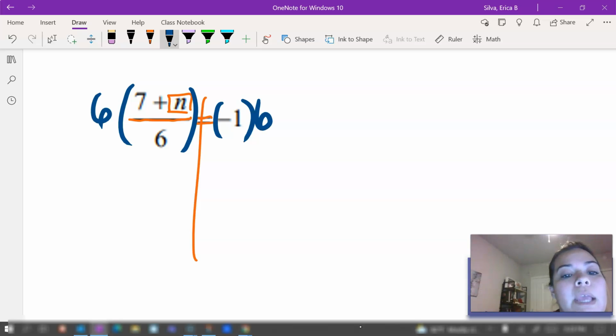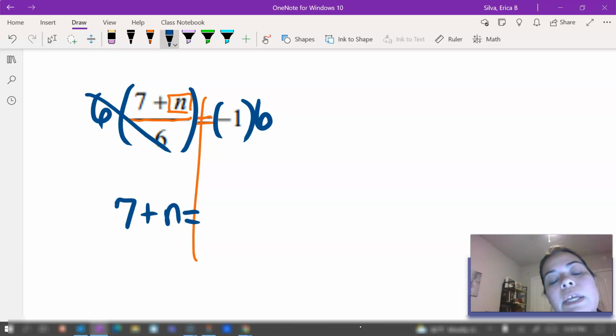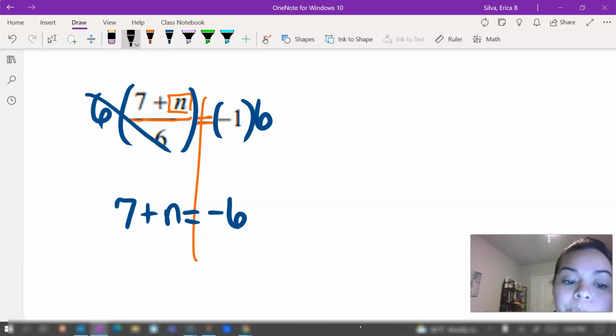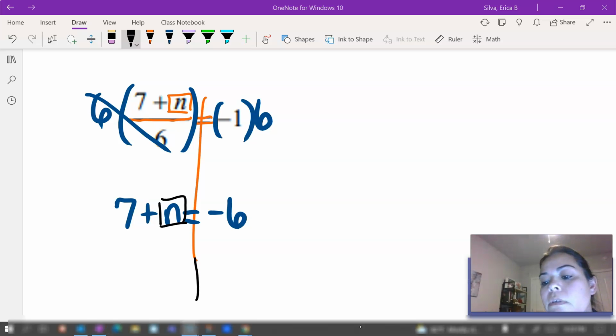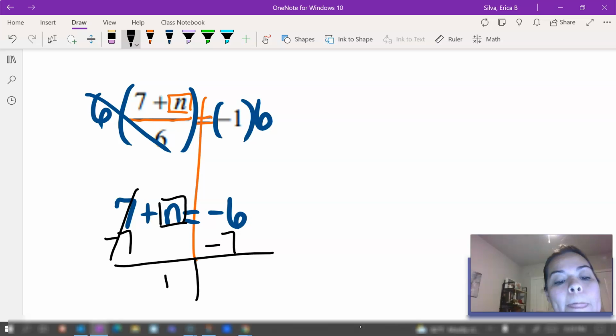And then we end up canceling the 6's there. We have 7 plus n equals, and then 6 times negative 1 is negative 6. We still don't have that n by itself. So we're going to subtract 7. And we get n is equal to, remember we have to do it on both sides, negative 13. Let's go on to the next.